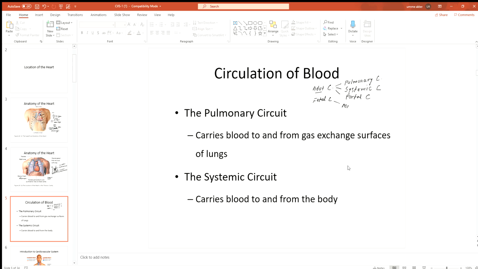So this is between the mother and fetus. Okay, so this is only in the fetus. Now pulmonary circulation is the circulation between the heart and the lungs. Heart and two lungs. The blood circulation between these two, the heart and two lungs, that is the pulmonary circulation. Systemic circulation is the circulation between the heart and the whole body.